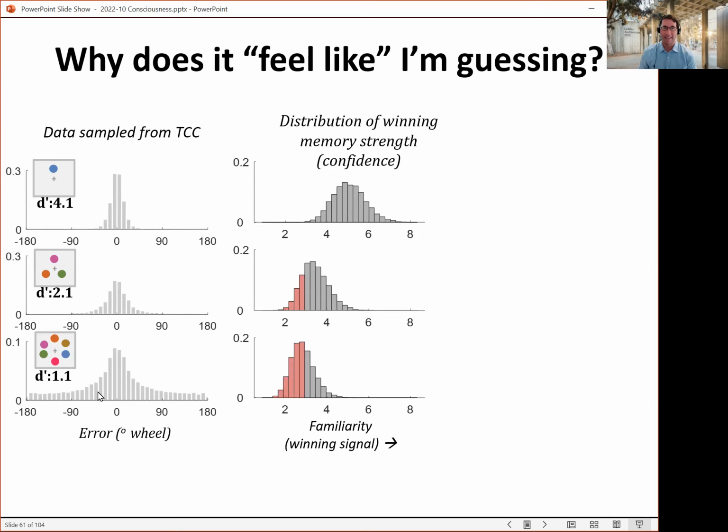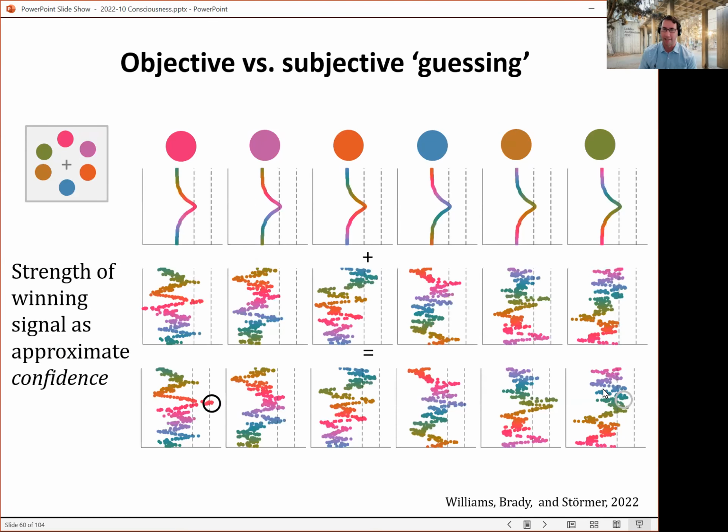By the time you get to like 6 items and a D prime of 1, the winning signal is going to have way lower strength on average because you're only adding a little bit of signal to the correct answer and then corrupting it by noise. And so the winning signal is going to end up not being that strong. You're going to have way more trials like this when your D prime is lower.